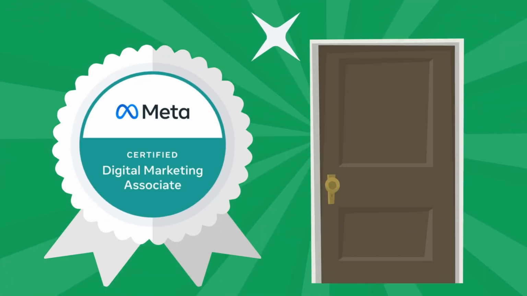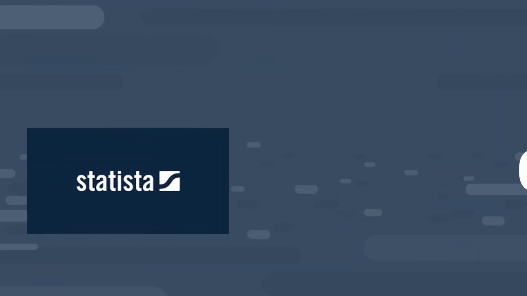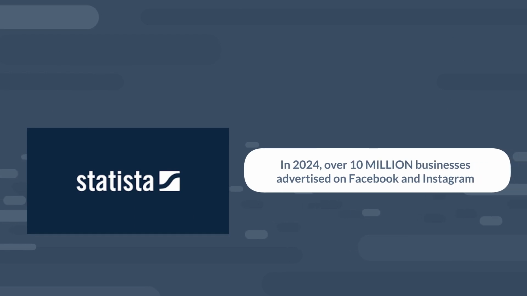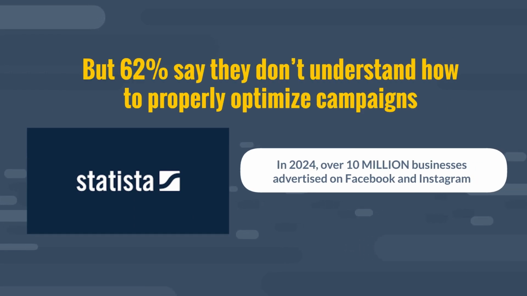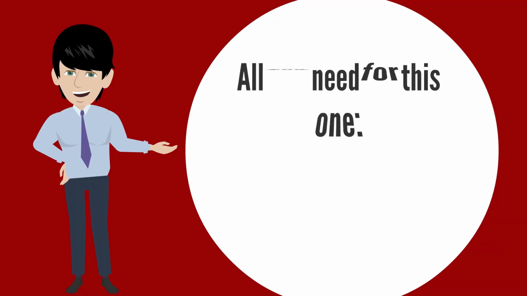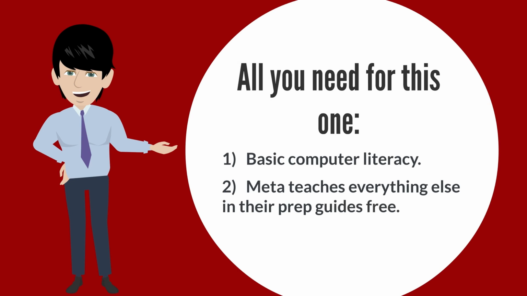Paid social ads. It's Meta's official entry-level cert, and it opens doors. According to Statista, in 2024, over 10 million businesses advertised on Facebook and Instagram, but 62% say they don't understand how to properly optimize campaigns. All you need for this one is basic computer literacy. Meta teaches everything else in their prep guides free.